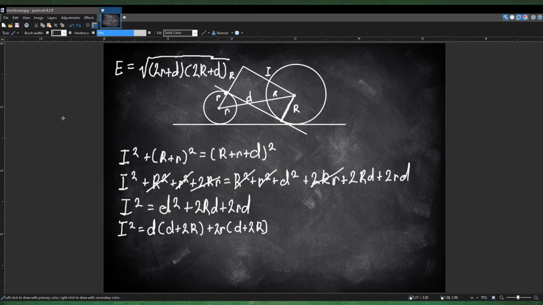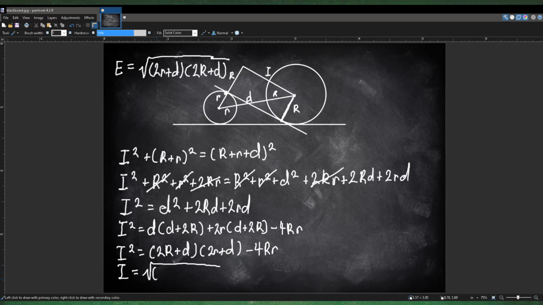And now we have an extra 2r times 2 bigger case R. So we have to take that one out. So 2 times 2 is 4, and the 2r's, uppercase R, lowercase r. Okay, so that means I squared is equal to, now let's put them together, which is 2r plus d and 2 lowercase r plus d minus 4 bigger case R minus lowercase r. That means I, which is our common internal tangent, right, is equal to 2r plus d, 2 lowercase r plus d minus 4 uppercase R lowercase r.